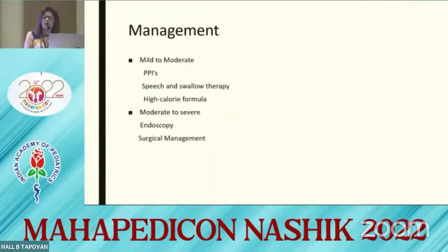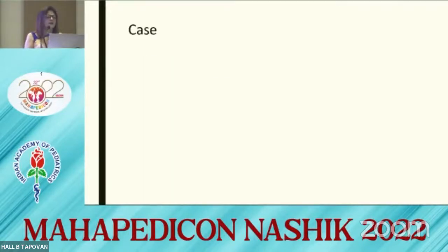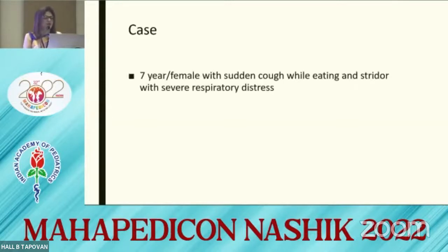Management for mild to moderate, you may need to give PPIs to these children because they have a higher incidence of reflux. Some may need nothing. It's not that for every mild to moderate laryngomalacia you're going to write a PPI. No, that's not my message to you. But if these are kids who are quite significant, who have feeding difficulties, who are arching, please go ahead and give a PPI. They may need speech and swallow therapy. Because they are failing to thrive, high calorie formulas can be given to them. And if they're moderate to severe, then you need to scope them. And some of them may require surgeries. I'm not going into the details of the surgeries.